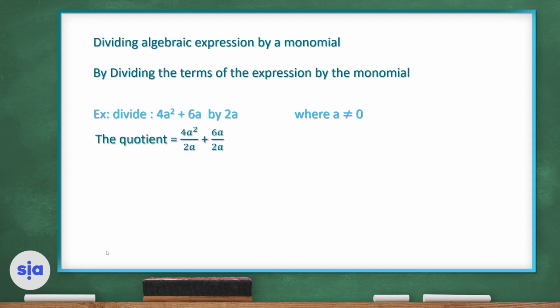So, to find the result, we divide every part in the algebraic expression by the monomial. So 4a squared divided by 2a, and then plus 6a divided by the 2a. 4a squared divided by 2a is 2a, and then 6a over 2a is 3.